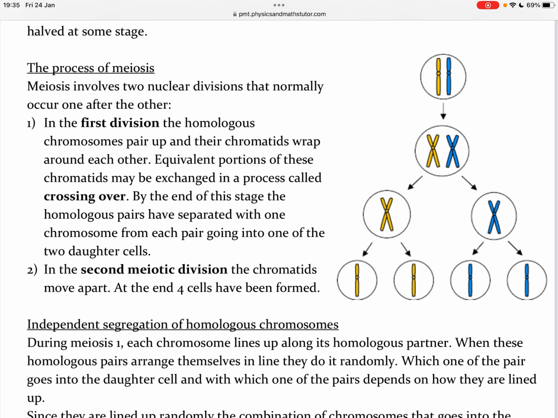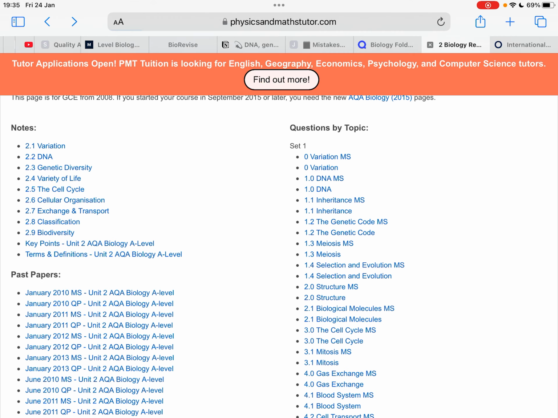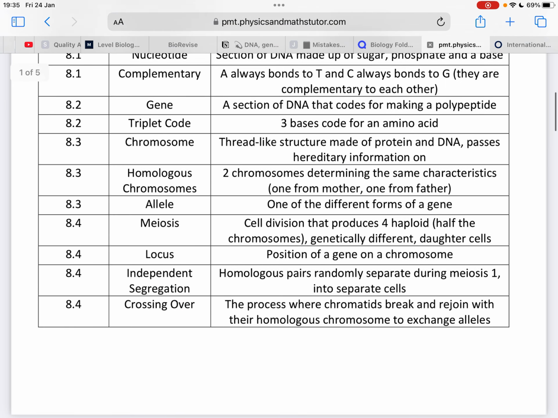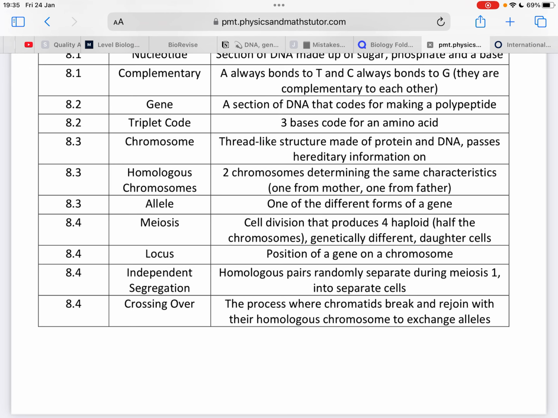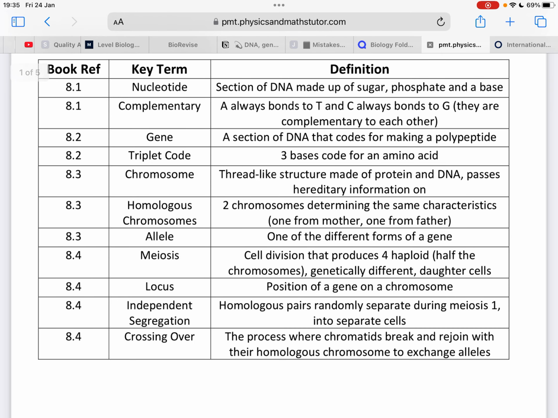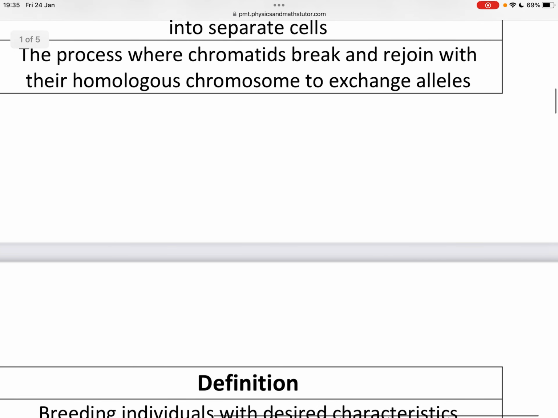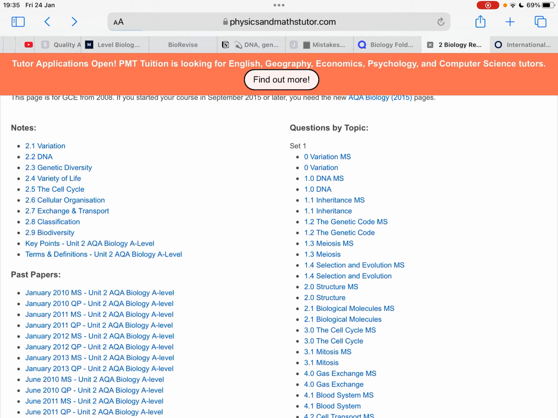I do not expect you to understand it from the first point without knowing what crossing over means. Crossing over is basically the process where chromatids break and rejoin with their homologous chromosomes to exchange alleles. Before we complete, let me tell you about meiosis. Meiosis is basically cell division that produces 4 haploid, half the chromosomes, genetically different daughter cells. There is also independent segregation, which we're going to cover later. And then we have crossing over, the process where chromatids break and rejoin with their homologous chromosome to exchange alleles.